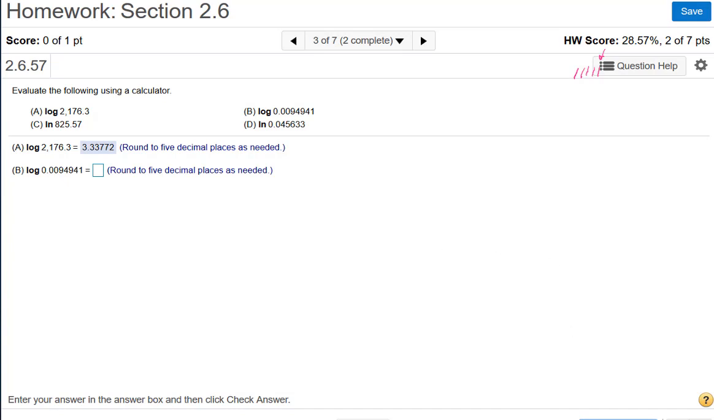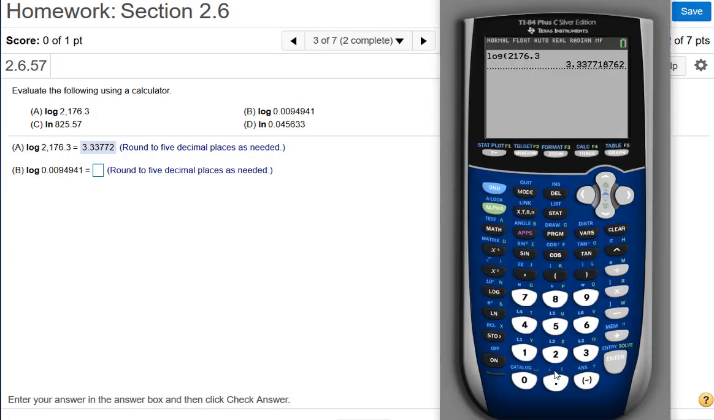On the B part, we would have log 0.0094941. And again, to 5 decimal places, we would have negative 2.02255.